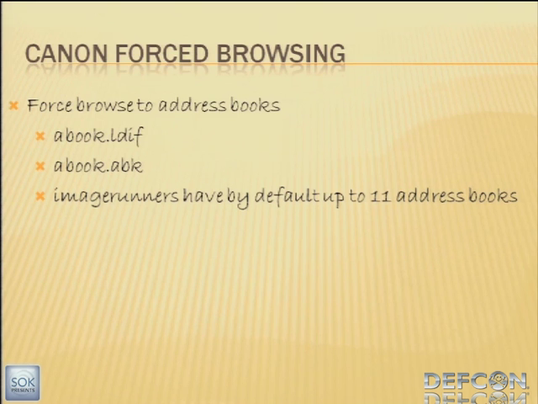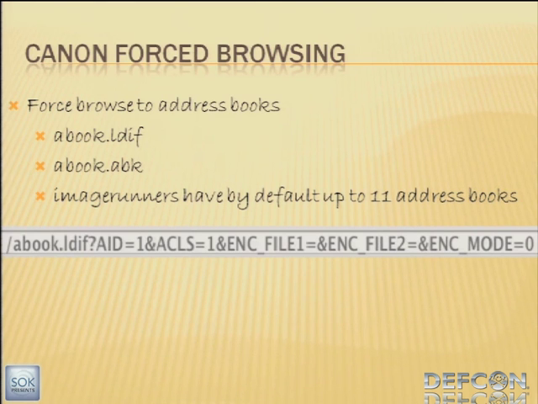Again, the extensions on this device, or the files we're after, are .ldif or .abk. Very non-standard file extension. So maybe that plays a role in why we can get access to it. The imageRUNNER actually has 11 address books, or up to 11 address books that you can query on it. So if you type in this URL, you should be able to extract it.